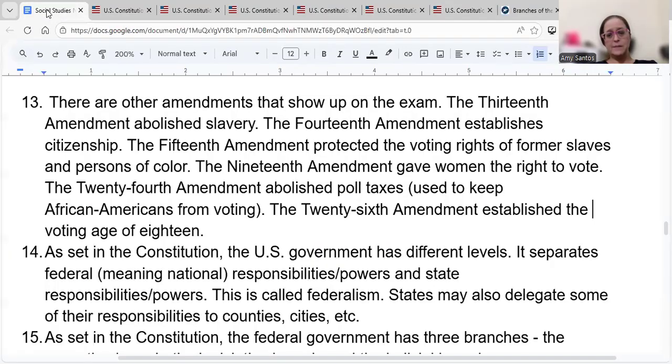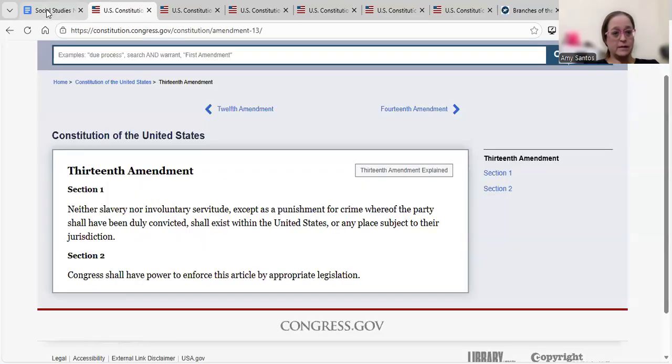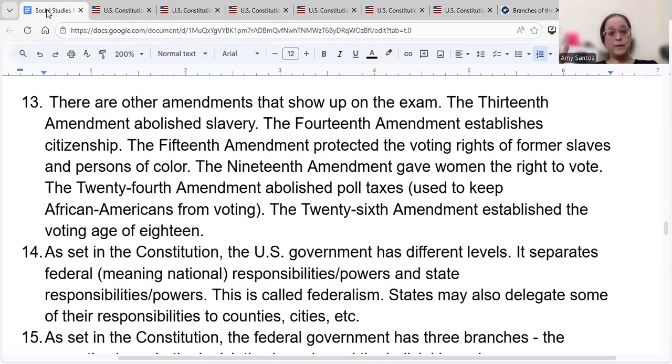There are several other ones, but they don't show up. You're welcome to read them all. They're all on constitution.congress.gov. Read the whole thing.